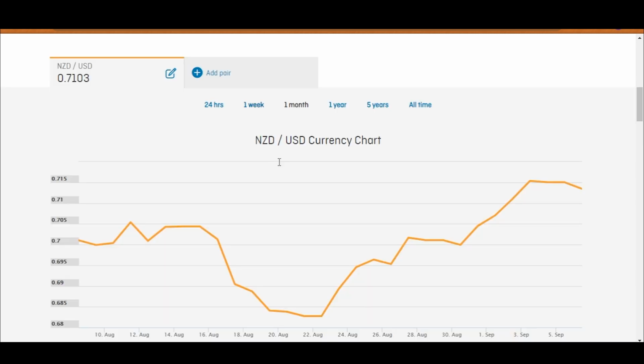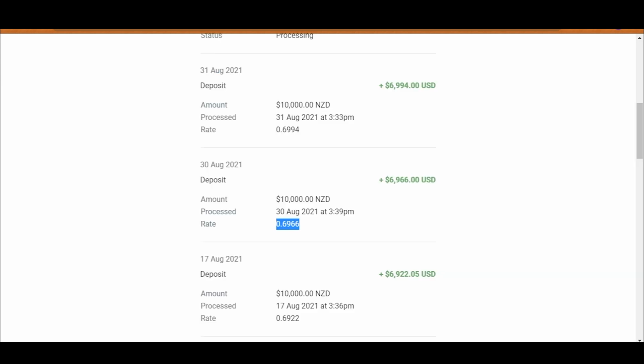So on the 30th of August, I saw it coming back up and then it was starting to dip again. So I deposited money here. The next time I deposited money was the next day, the 31st August. I deposited $10,000 and I got a relatively same amount of the currency exchange. But with this, you can see how much the small currency exchange movement can influence how much you get. So on the 30th of August, the money was exchanged at a rate of 0.6966.